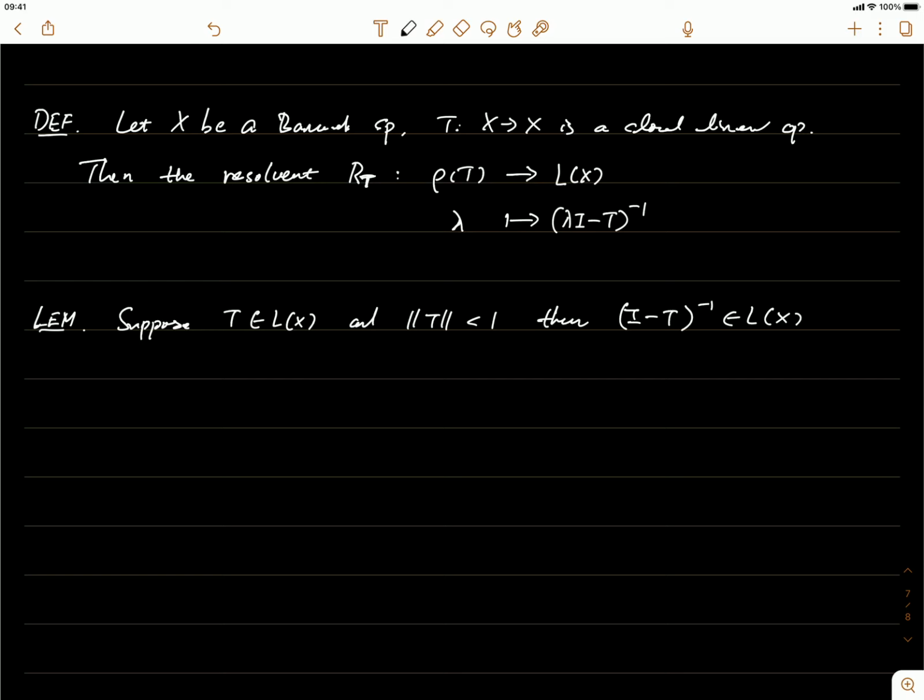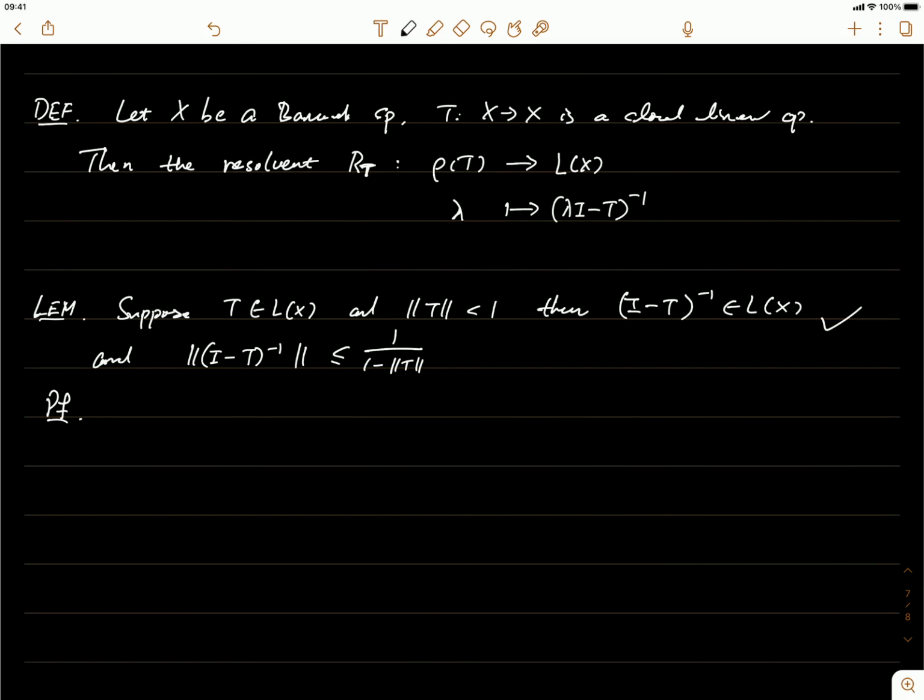And what we're trying to show here is that we can estimate the norm of the inverse of I minus T. And this is bounded above by 1 over 1 minus the norm of T. Okay, so the first part is what we have shown before, and then we just need to show the second part.